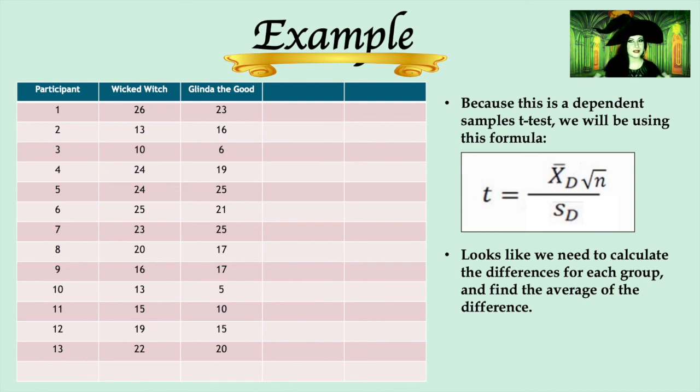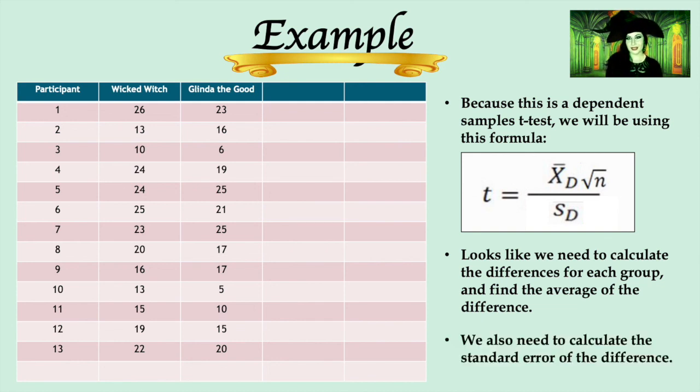Another word for difference is subtraction. So what we need to do is compare and subtract, I should say, the score of the Wicked Witch from the score of Glinda the Good. Once we do that, we'll proceed further to calculate the standard error of the difference.